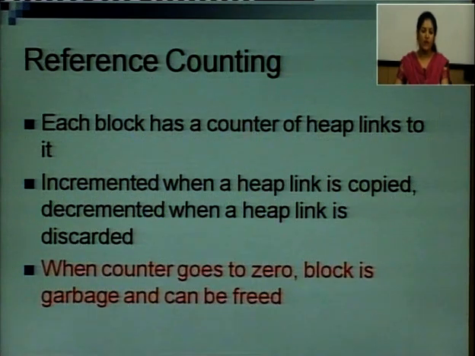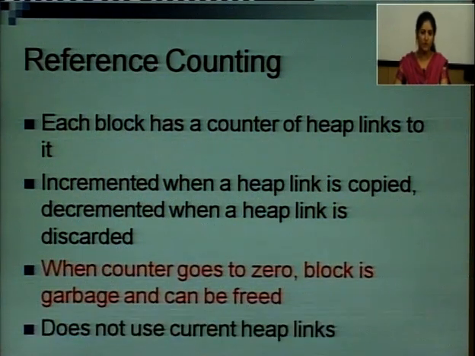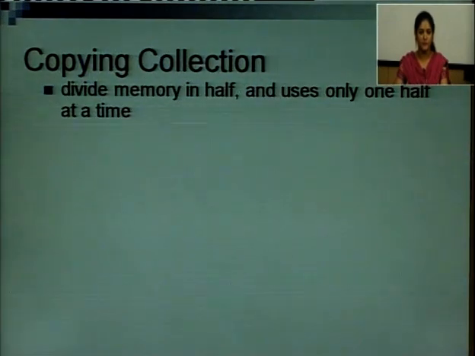So reference counting basically uses a counter, and whenever the value of the counter becomes 0, that means the block is garbage and it can be freed and the memory can be used by some other object. It does not use current heap links, which were used in the mark and sweep method.